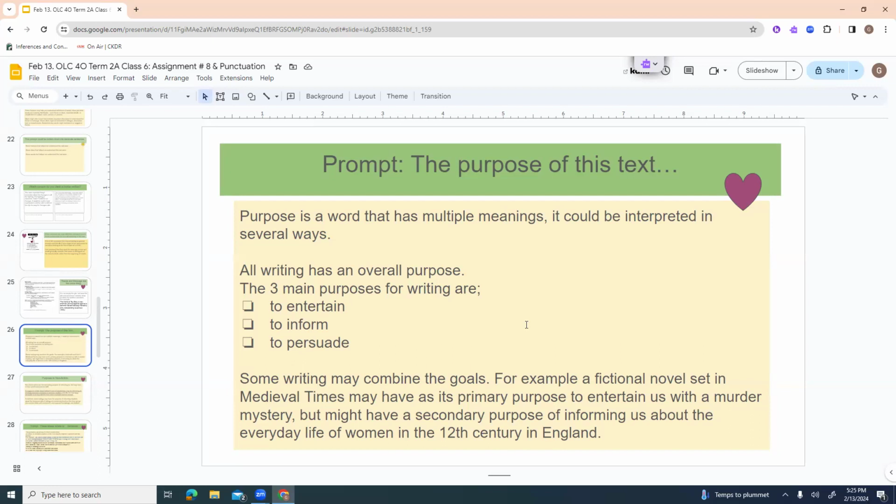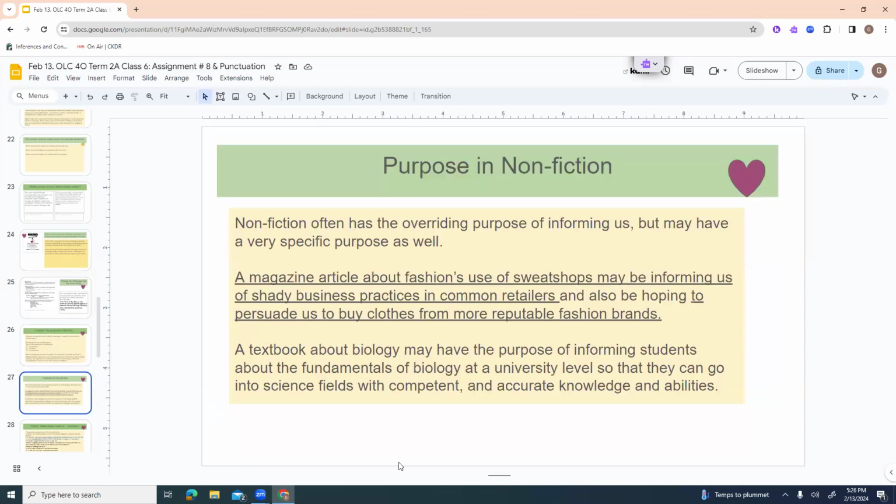For example, a fictional novel that's set in medieval times might have as its primary purpose to entertain us with a murder mystery, but it might have a secondary purpose of informing us about the everyday life of women in the 12th century in England. So it's a hard one, but I think it's a useful one, an important one.